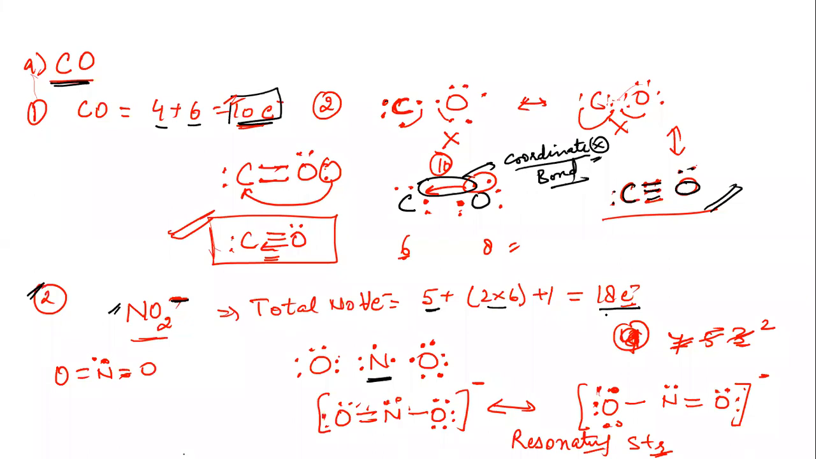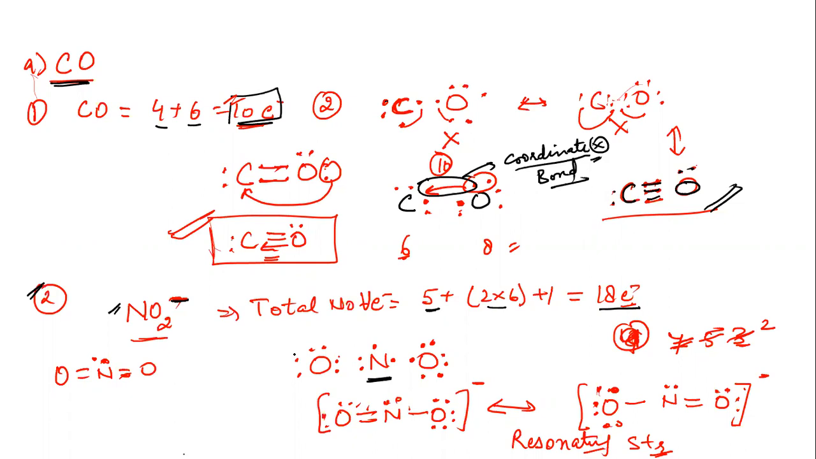So what do we need to do now? We need to distribute these 18 electrons among nitrogen, oxygen, and the other oxygen. Nitrogen is supposed to be the less electronegative, and it is also in the least number, so we are making it the central element.